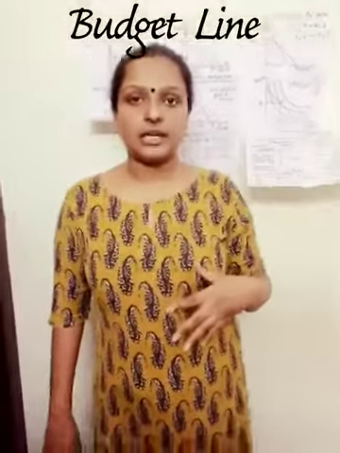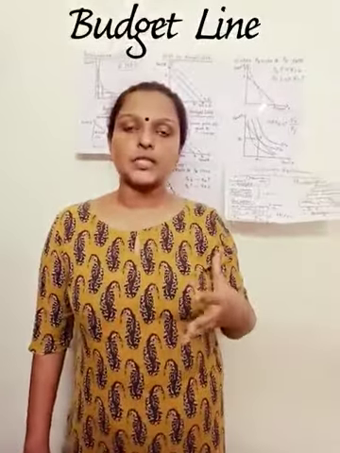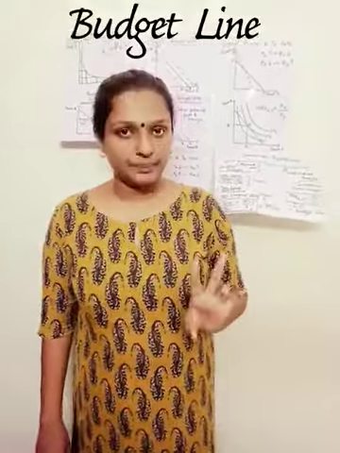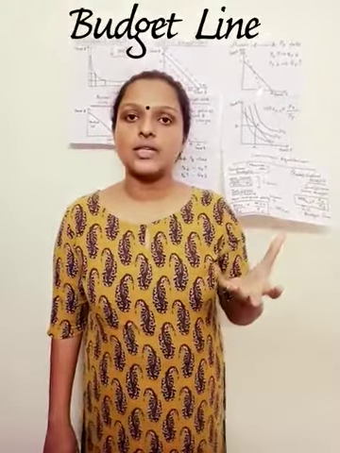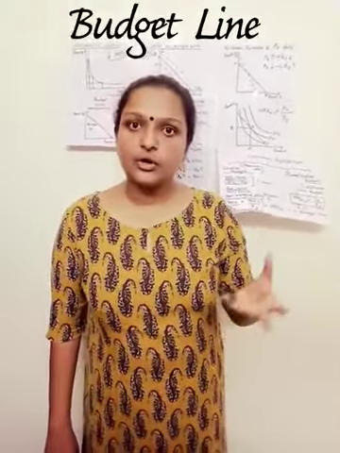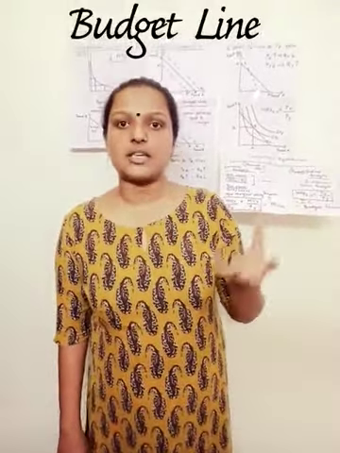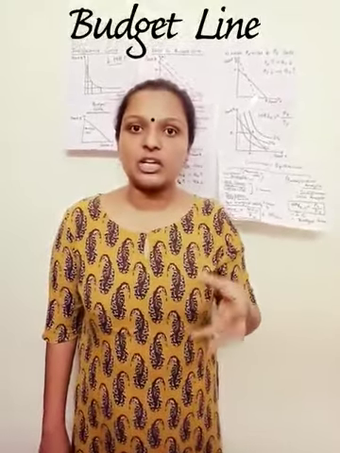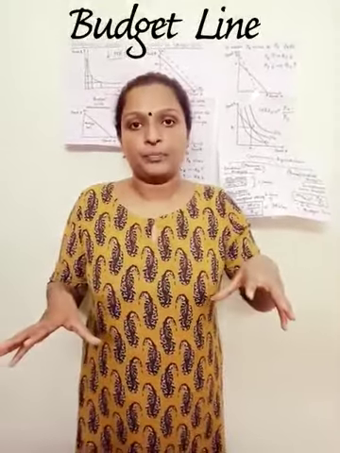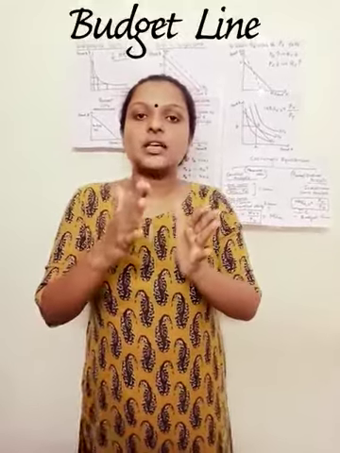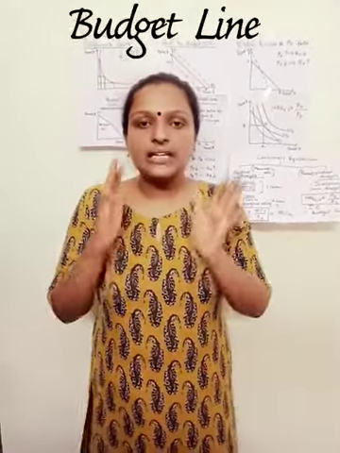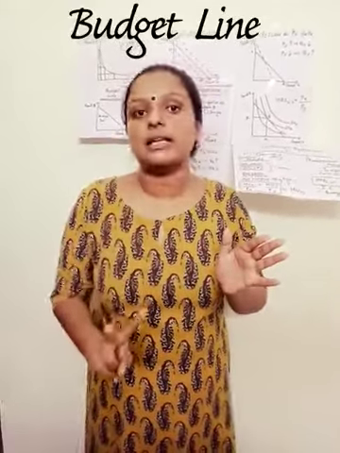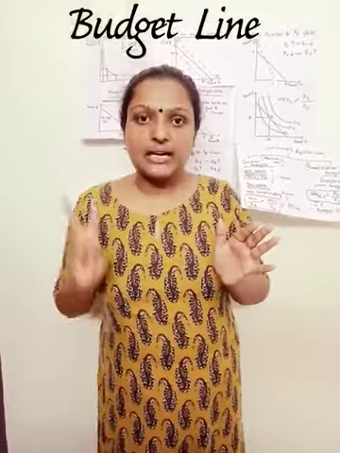So the budget line shows all possible combinations of two goods that a consumer can buy with his limited income. In the house itself, your mother prepares a budget for the expenditures and incomes of the family for one month. So the budget line is our income constraint, a limited income. Out of this income you have to purchase two goods. So that gives you all possible combinations of two goods that you can purchase with your limited money income. That is the budget line.